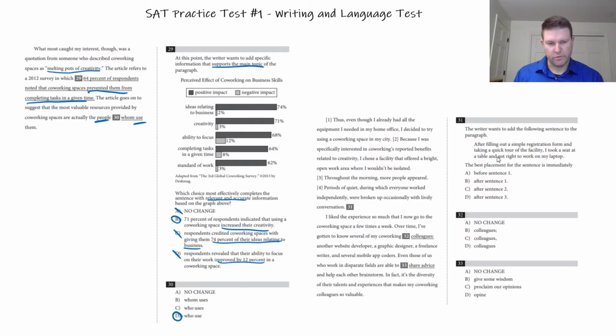So before sentence 1 would be like, okay, after I filled out a registration form and took a quick tour of the facility, I took a seat at a table and got right to work. Sentence 1 is saying, even though I already had all the equipment I needed in my home office, I decided to try a co-working space. Like, this definitely doesn't make sense, right? And then after sentence 1, so let's look at sentence 2, because what needs to happen here is, like, let's say it does belong after sentence 1, it would look like this.